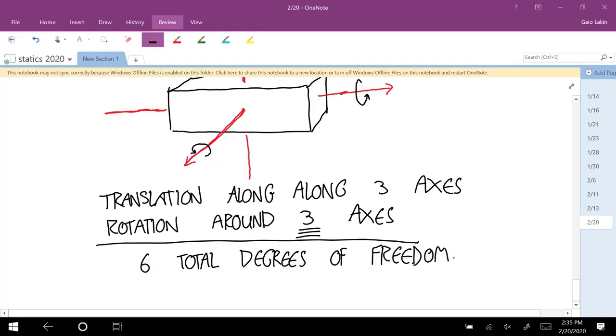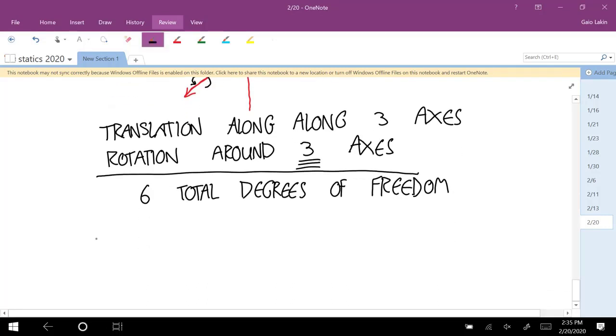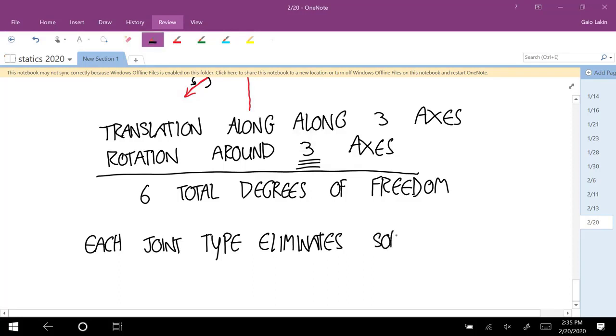And the loads that are applied to a body by a joint, just like they were in 2D, are going to be determined by which of these degrees of freedom they eliminate. So each joint type eliminates some set of these 6 degrees of freedom.